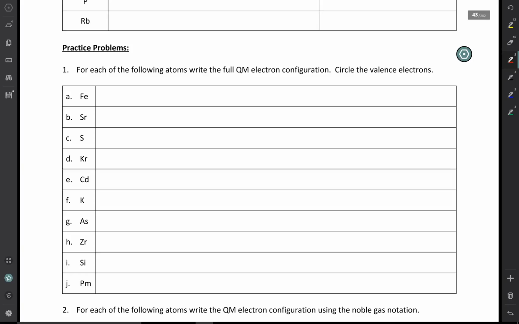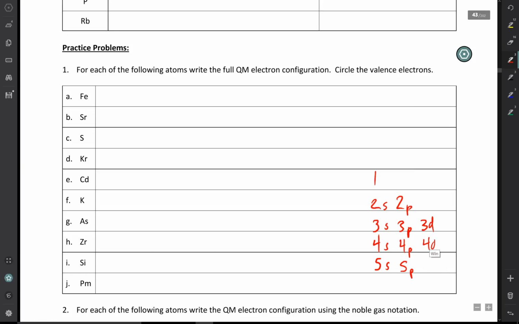I'm going to quickly recreate a filling chart just so you can see how I do it. I go like 1, 2, 3, 4, 5. I know those are all going to be s's. Go 2p, 3p, 4p, 5p. Then I know that I get to the d's, 3d, 4d, 5d. And then I know that I have the f sublevel starting with the 4th principal energy level. Let's change fonts. Oops, I forgot the s.